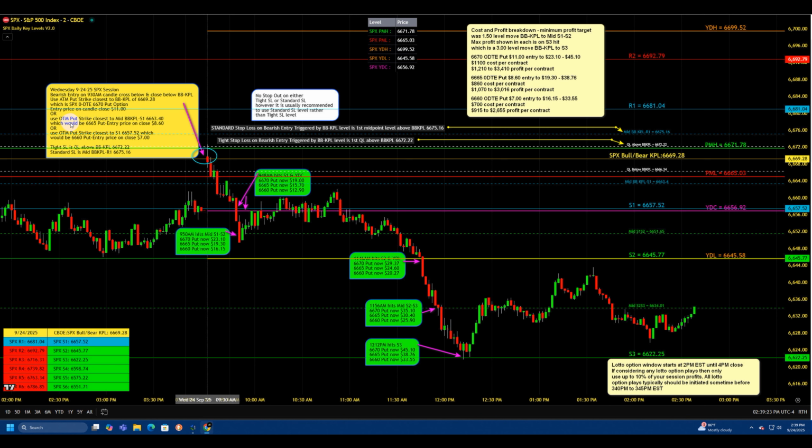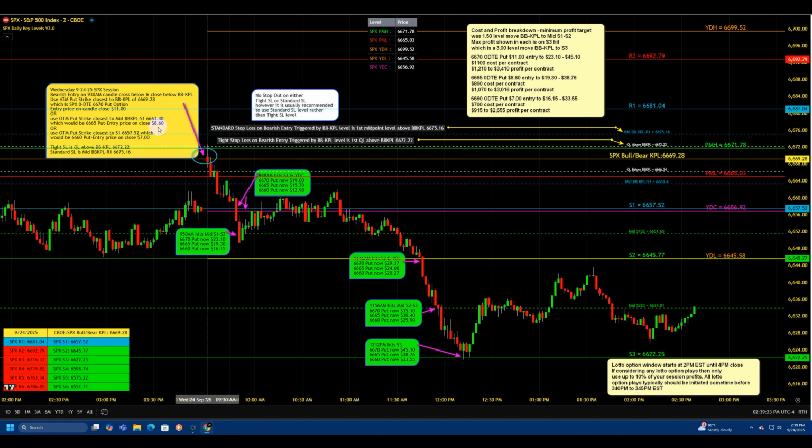If instead you choose to use the slightly out of the money put strike closest to the midpoint level, that was 6663.40, and that would be the 66.65 put. The entry price on the close of this candle for that option was $8.60, so that would be $860 per option contract.